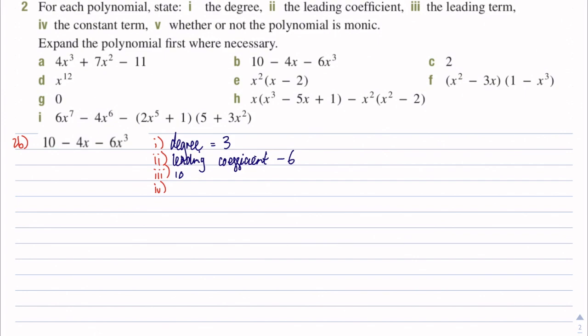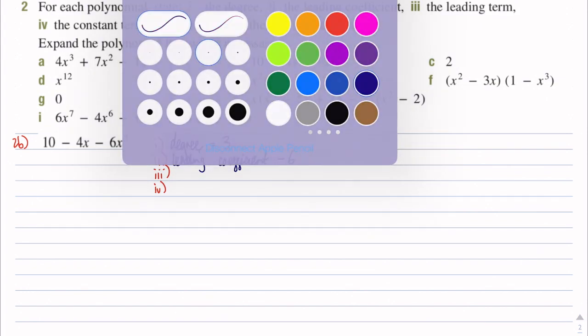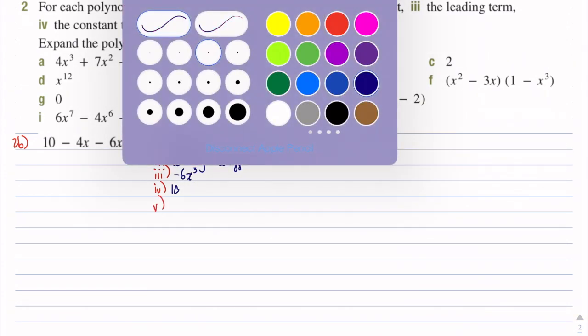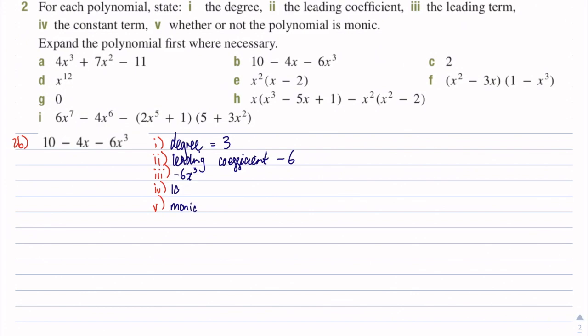4, what have I missed? Leading coefficient, leading term. Oh, okay, so 10 was the answer for 3, sorry. The leading term would have been -6x cubed, because it's always the biggest power of x. Finally, for 5, they're saying whether or not it's monic. The coefficient of the leading term is 1. So no, because our coefficient was -6.